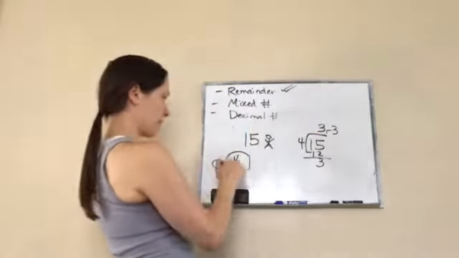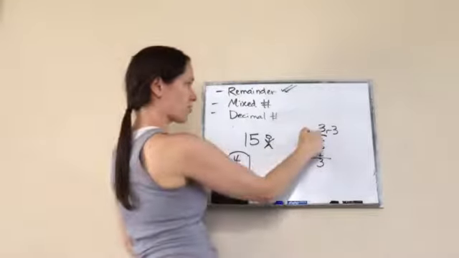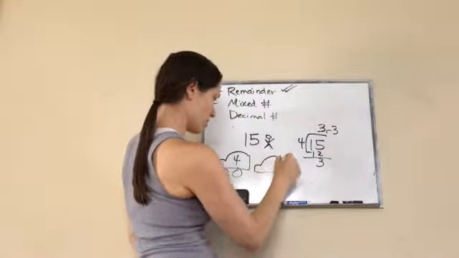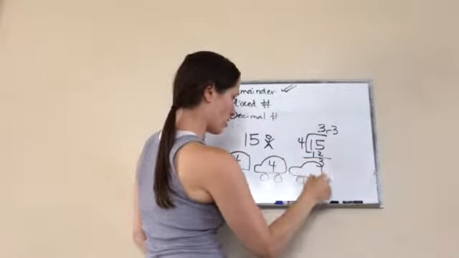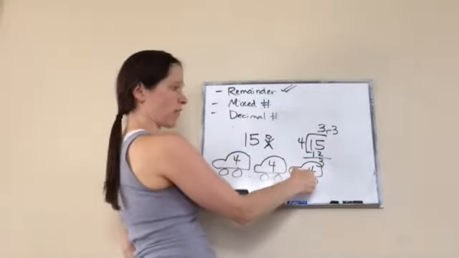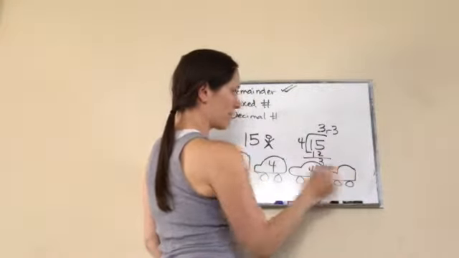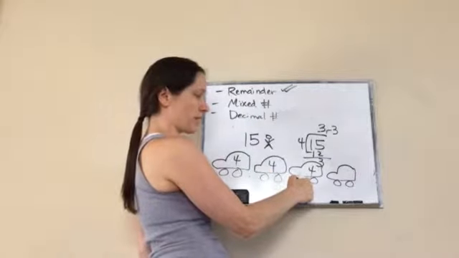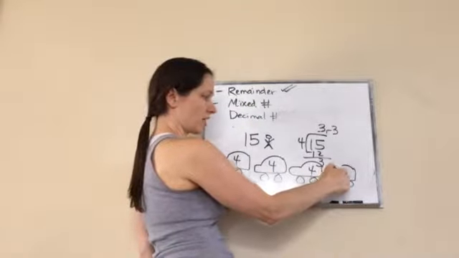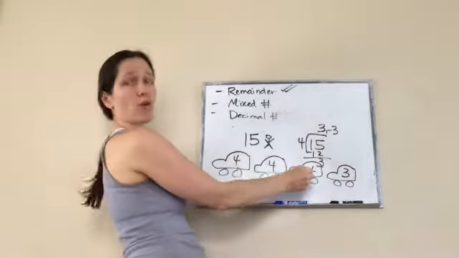So what they're saying is we need to have 3 cars. With that one's 4 in it. Another car with that one 4. 4, 4, and 4 makes 12. And then I have another car. How many is this one going to have in it? 13, 14, 15.